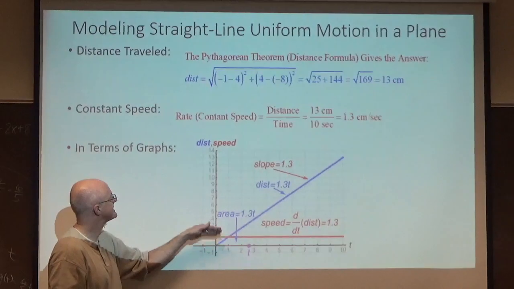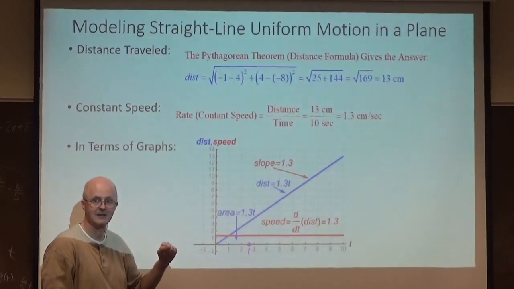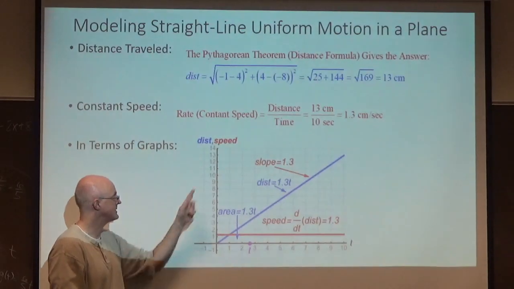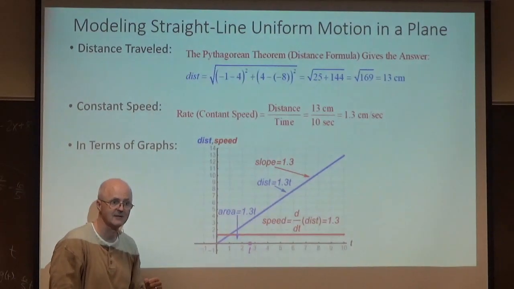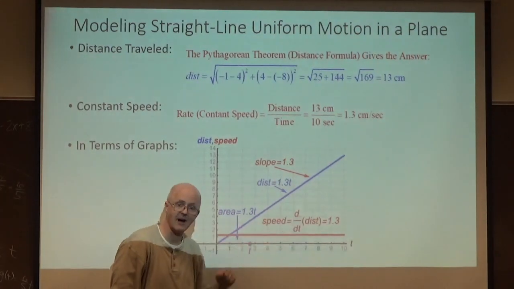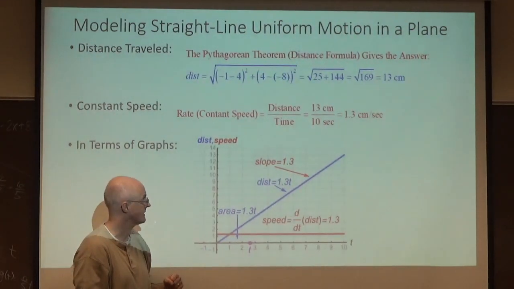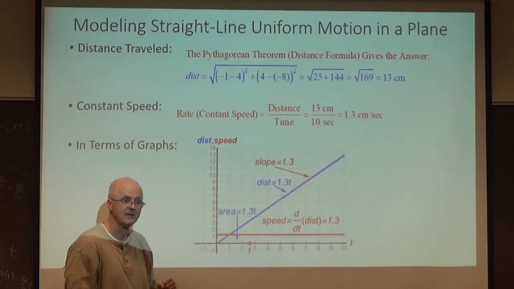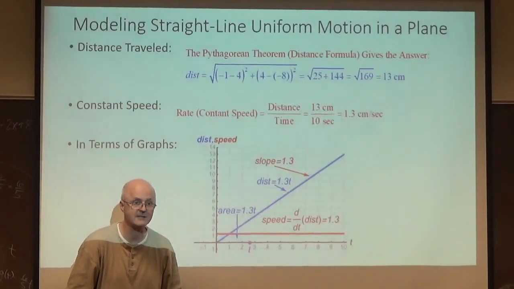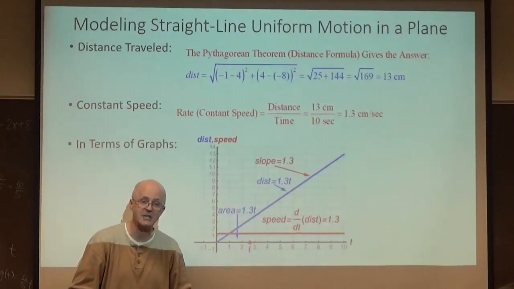So the blue graph is the distance graph. Its units would be centimeters. The red graph is the speed graph. Its units would be centimeters per second. The red graph is horizontal. The speed is constant, 1.3 centimeters per second. The speed is the derivative of the distance. You already know that, right? Speed is the derivative of the distance, just like velocity is the derivative of the position.